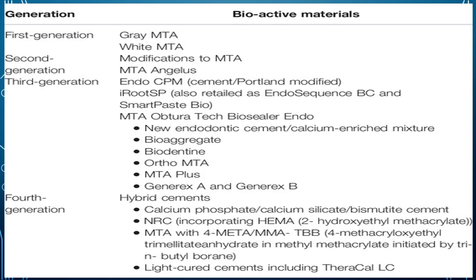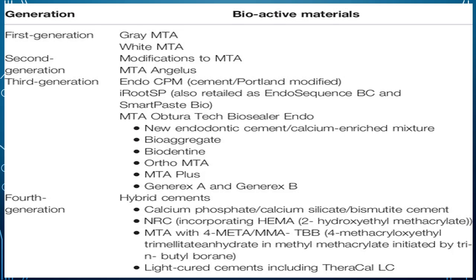The first generation includes grey and white MTA. Second generation includes modifications of MTA, an example is MTA Angelus. Third generation is Endo-CPM, that is the Portland modified, iRoot SP, also known as Endosequence BC and Smart Pace Bio. Then MTA Optera, Tech Biosealer Endo, which come under third generation.